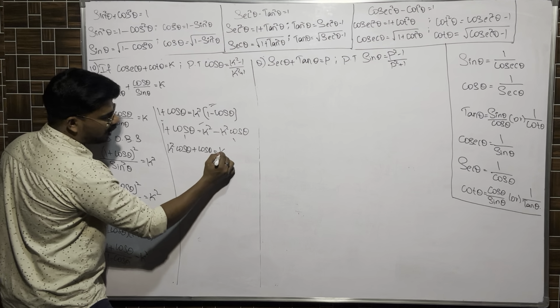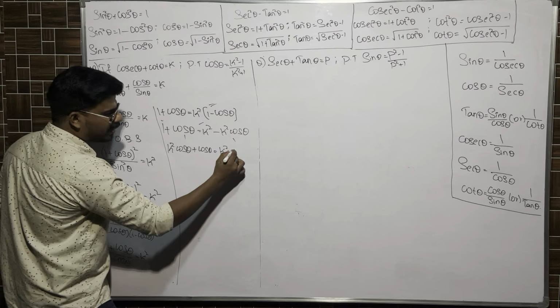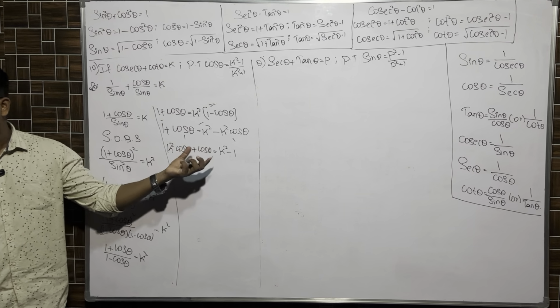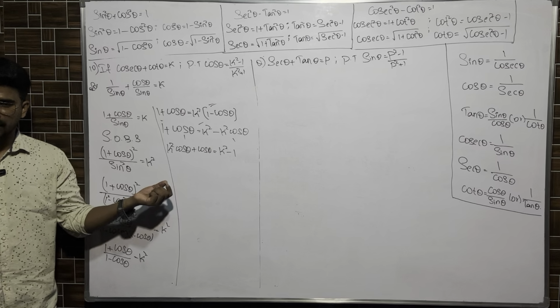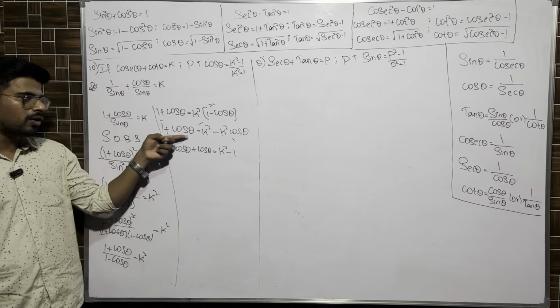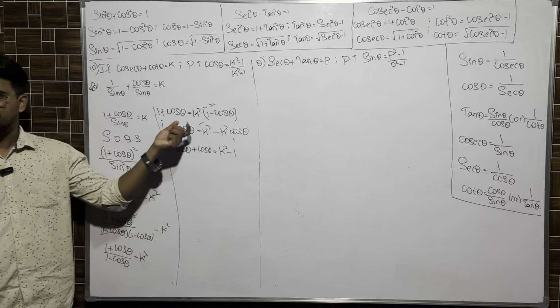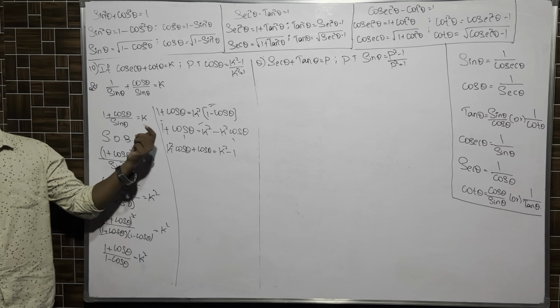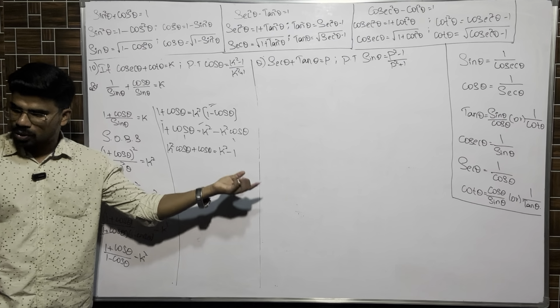Here k square was there already, plus 1 if I transfer it will become minus 1. Don't get confused over here while segregating. Remember the point that all the trigonometric ratios go on one side, all the terms without trigonometric ratios go to the other side. K square cos theta and cos theta are the trigonometric terms. That's why I have brought both of them to one side. K square and 1 are the terms which are non-trigonometric. That's why I have transferred those terms to the other side.